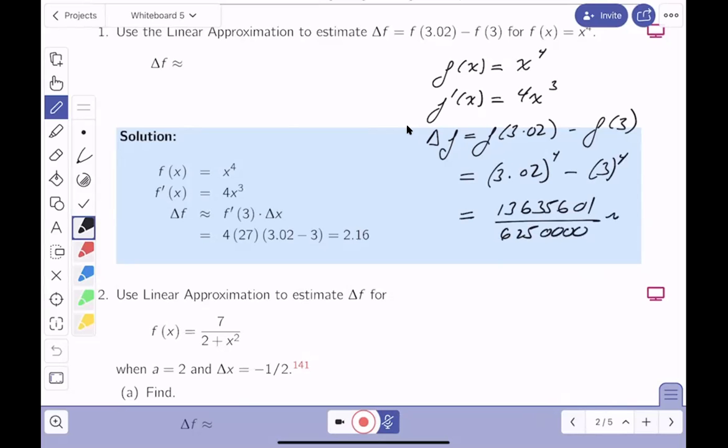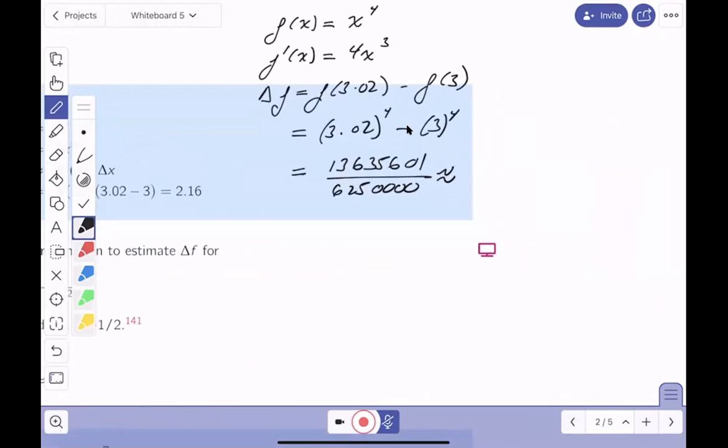And this is approximately 2.18. They didn't ask us to do this, by the way. What did they ask me to do? They asked me to use a linear approximation to approximate this. That's what they asked me to do. They didn't ask me to do the computation. They asked for a linear approximation. And what's that going to be? Well, that's going to be f prime at 3 times the delta x. Well, I haven't written that down yet.